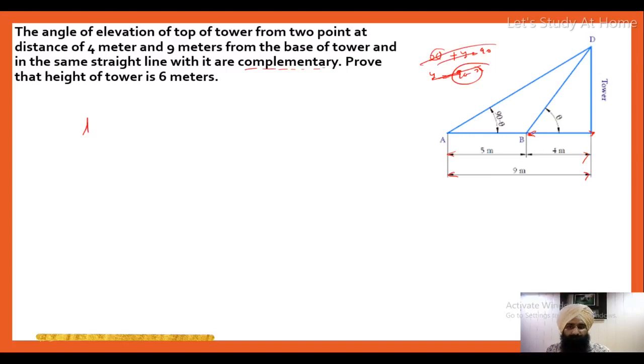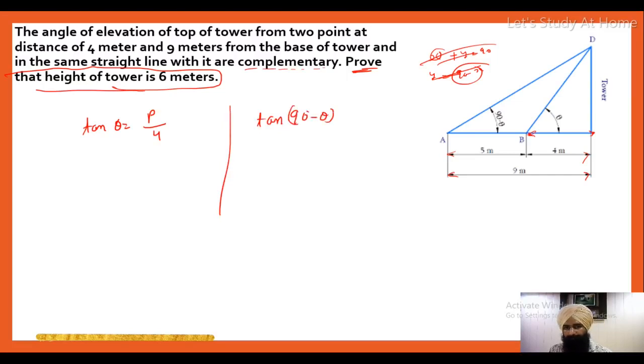So your favorite, tan theta is equal to perpendicular upon 4. We want to find the height of the tower, which is 6 meter. That we want to prove. We will not use 6 here. Tan theta is equal to perpendicular upon base, which is 4. Second case, tan of 90 degree minus theta is equal to perpendicular upon base. Now the base is 9 meter.